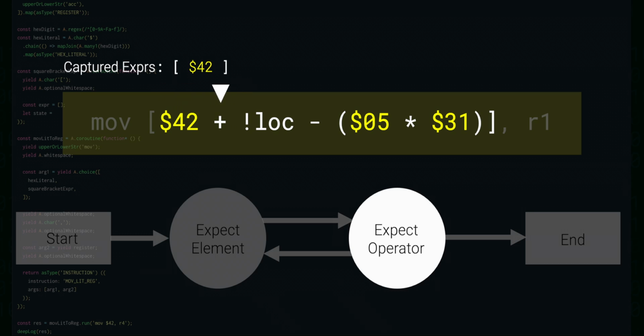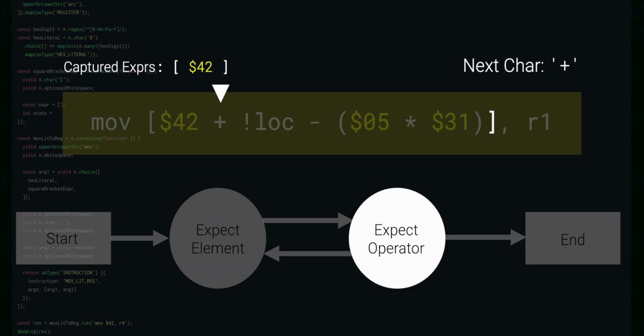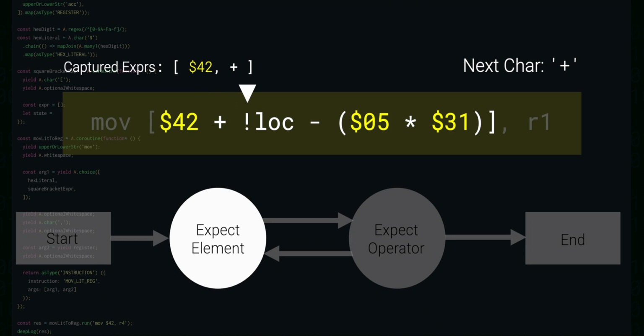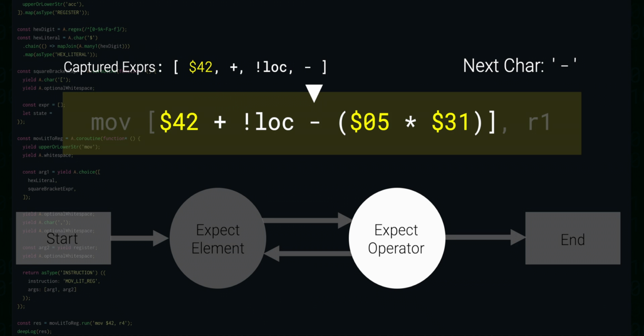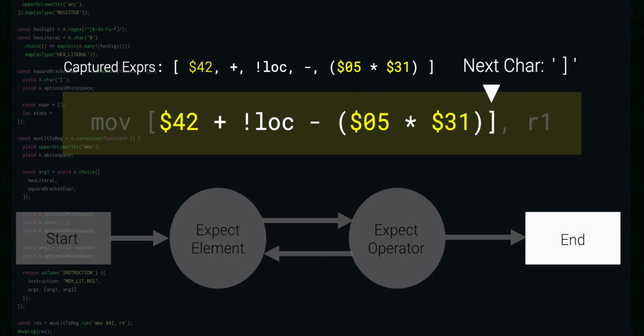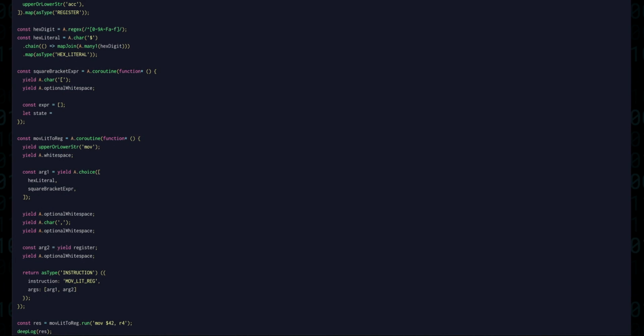In that state, we'll assume that whitespace has already been helpfully consumed and will peek at the next character. If it's a closing square bracket, we're actually done parsing and we can move out of the state machine. Otherwise, we need to parse an operator, store the result of that, and move to the expect element state again. We go back and forth between these states, collecting elements and operators in turn until we find the final closing bracket, the end state. Let's return to the code and implement that.